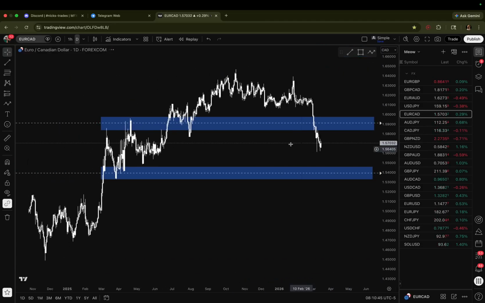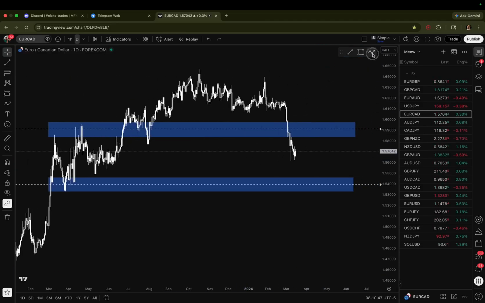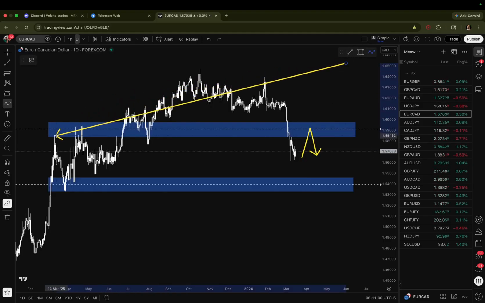Euro Canadian dollar. I'm waiting on price to pop back up into this resistance zone. I'm not quite sure if I will actually be selling, but I do know if we get up here in this resistance zone, then we do have the likelihood that price could bounce away from that zone, just because it's a region where price has already bounced, technically you can count that 1, 2, 3 times.